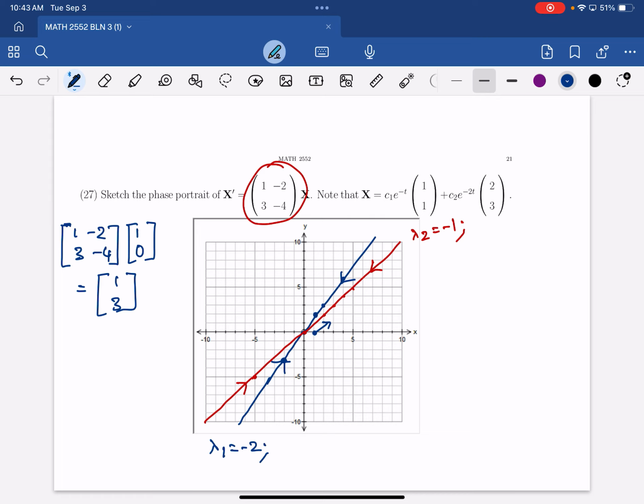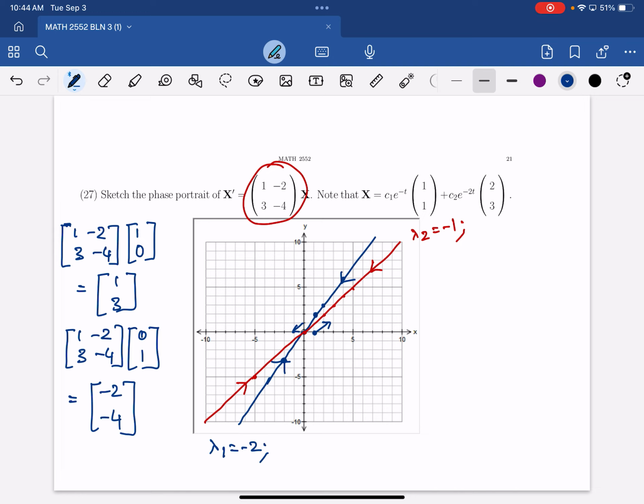Yes or no? Positive 1 means 1 unit to the right. 3 means 3 units up, so that means you are experiencing the force in that direction. Are you with me on that? So similarly, now if you are standing at the point (0, 1), then A times (0, 1) will be what? (-2, -4). So if you're standing here, -2 units to the left and -4 down, you're experiencing the force in that direction. Do you agree with me? Yes?